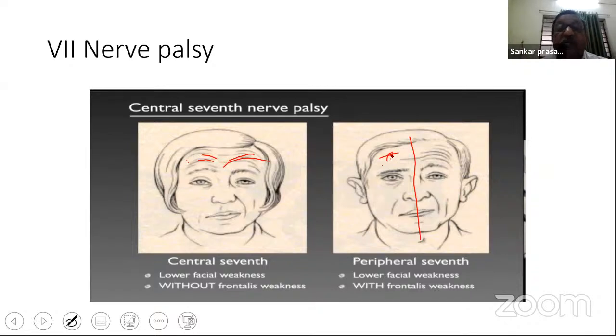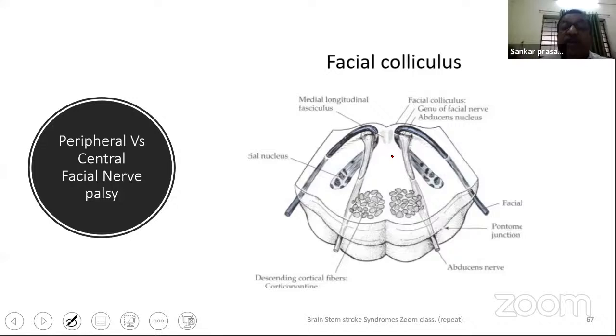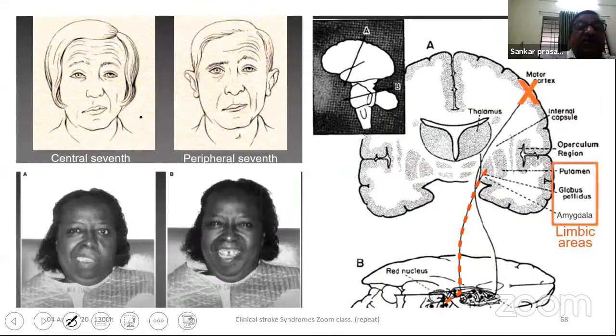There is also one more characteristic. See, this is what I was telling you. This is the abducens nucleus. This is the facial nucleus in the pons, and it is coming out. It enters the internal auditory meatus and reaches the facial muscles. So the central 7th we have seen, and this is the peripheral 7th we have seen.